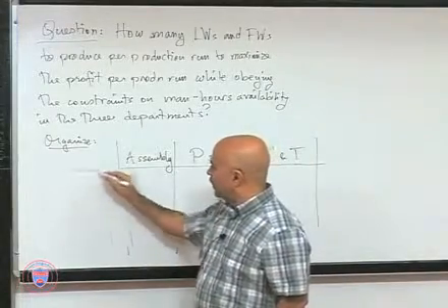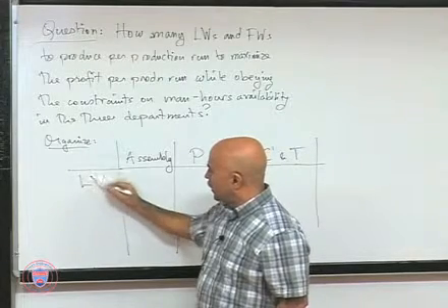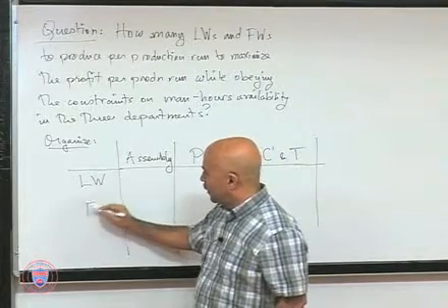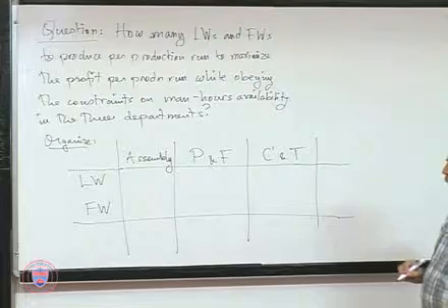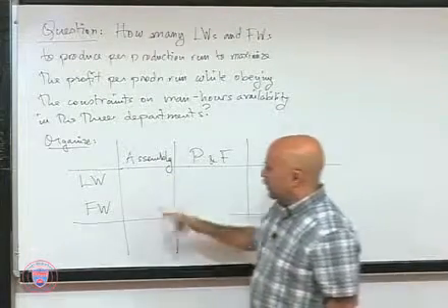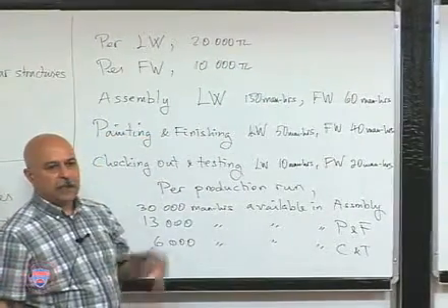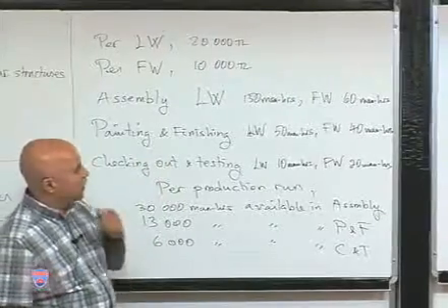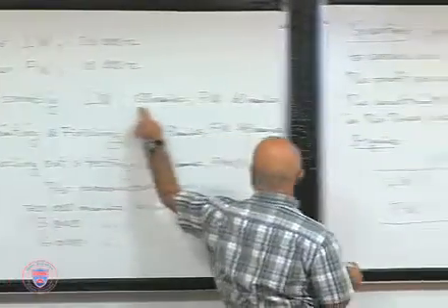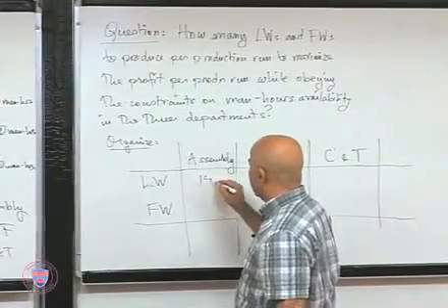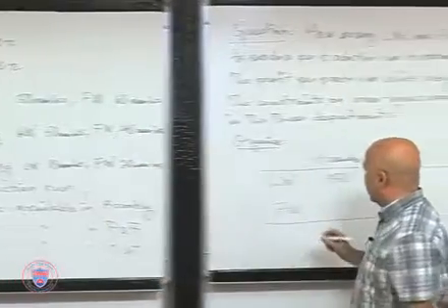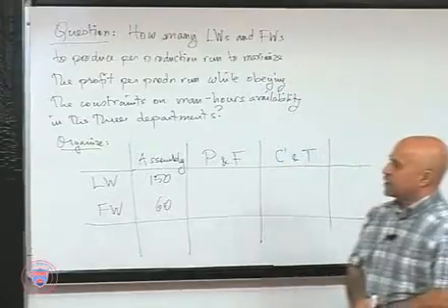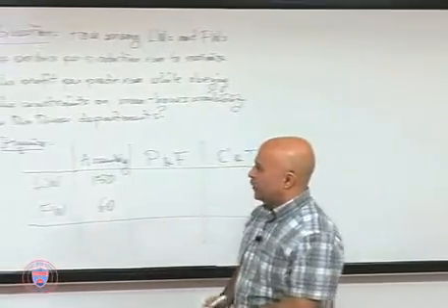And let's put down the first row for Volkswagen, the second row for Volkswagen. And let's just put down the information for consumed man-hours in each of the departments by each type of car. So Volkswagen, 150 man-hours in the assembly. So let's just put 150 man-hours here. And the other one, Volkswagen, you spent 60 man-hours per car in the assembly department.